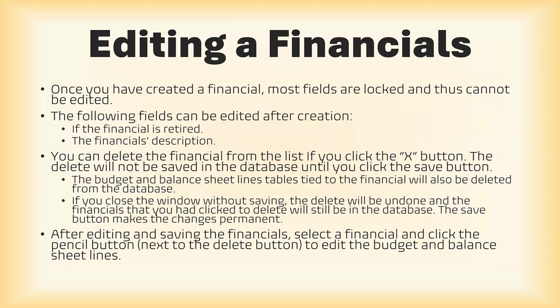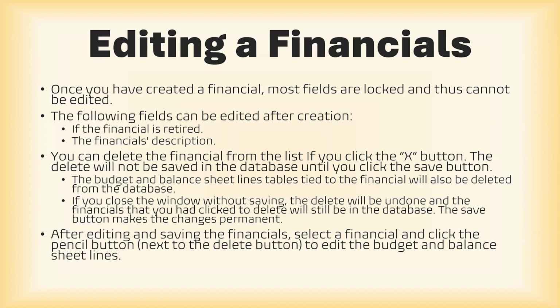You can delete the financial from the list by just clicking the X button. However, it will not be saved in the database until you click the save button. So if you accidentally clicked X and you didn't mean to, you can just close and reopen and it will still be there. You have to click save and it'll completely remove it. It will also remove, obviously, the budget and the balance sheet lines tables that are tied to the financial.